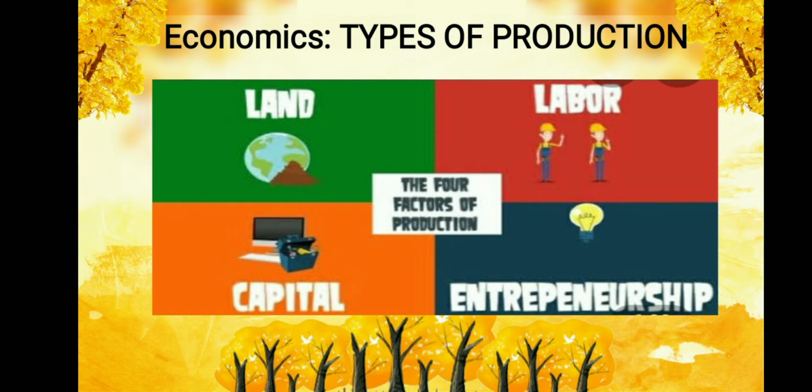So we have the four types of production. Production is how much stuff an individual, business, country, or the world makes. We have land. Land is the natural resources. Labor is the physical and intellectual. Capital is human capital, the brain power, ideas, innovations. Entrepreneurship is an investment.